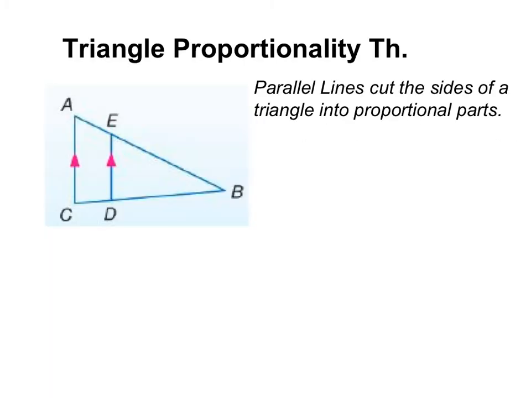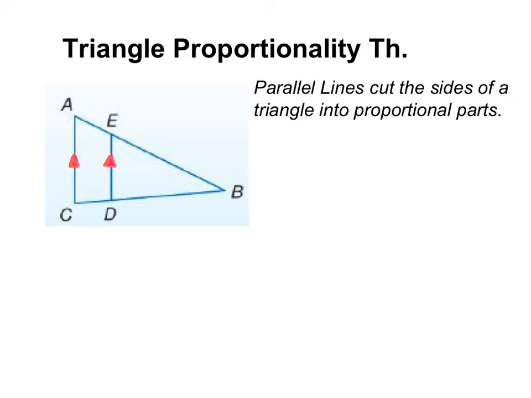So the triangle proportionality theorem says that if a line is parallel to one side of a triangle and it intersects the other two sides, then it divides the two sides proportionally. In our own words, proportional lines cut the sides of a triangle into proportional parts. So we have our parallel lines here, and we know that because we have these red arrows that tell us that they're parallel.